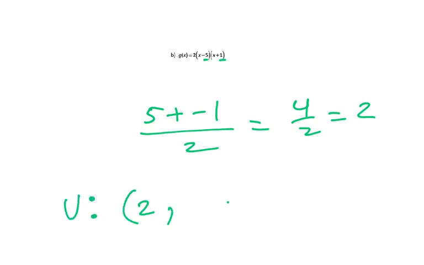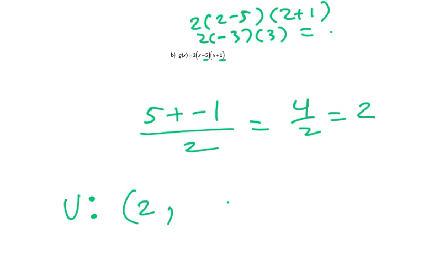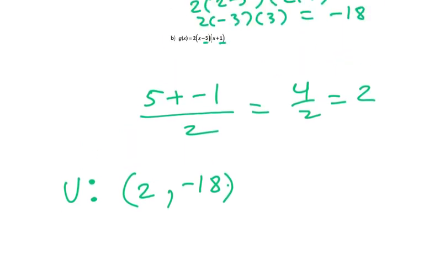So, well, how do you find the y value? Well, just plug it back in. So you have 2 x, but we don't have x anymore, so we have 2 times the x value, which is 2 minus 5 times 2 plus 1. And we can just solve this. So this is 2 times negative 3 times 3, which is going to give me negative 18. And so we know the vertex is 2, negative 18.